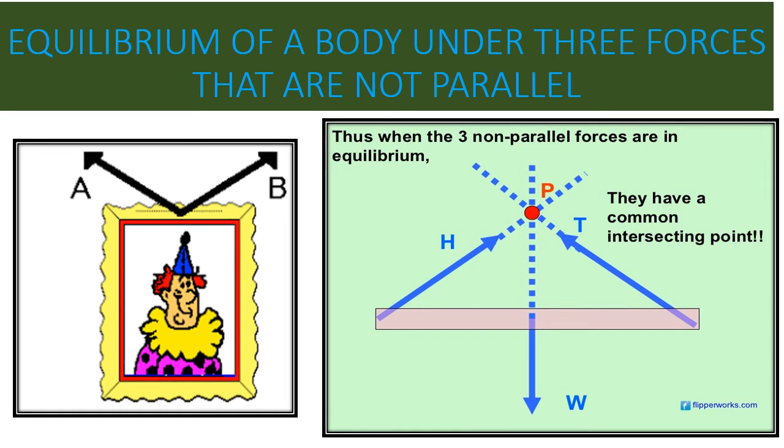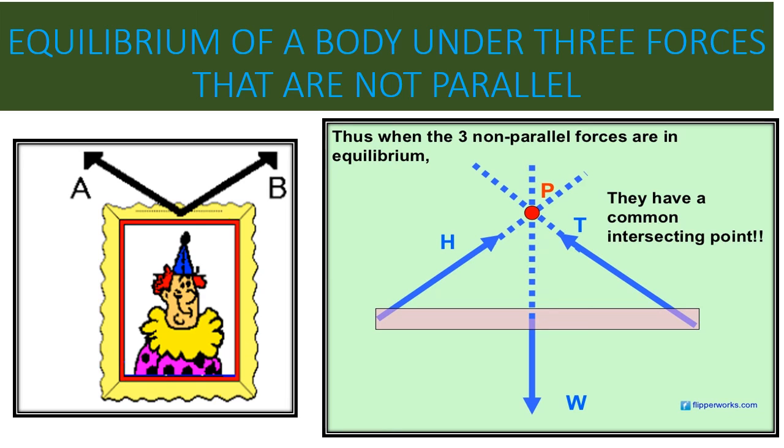Now we'll see an object which is in equilibrium under three forces, but they are not acting parallel. Take an example like hanging a picture on a wall. This picture is hung by two strings, and the forces acting on the two strings are not parallel. And there is another force acting downwards, the weight of the picture. Right? So we can say that these three forces are not parallel. So how is this picture going to be in equilibrium?